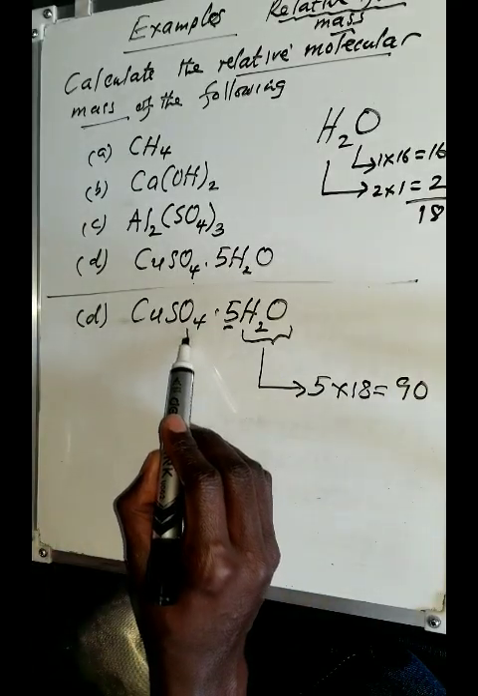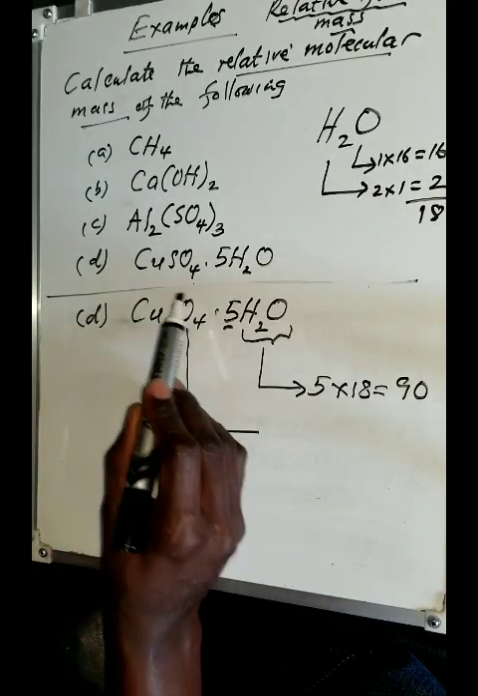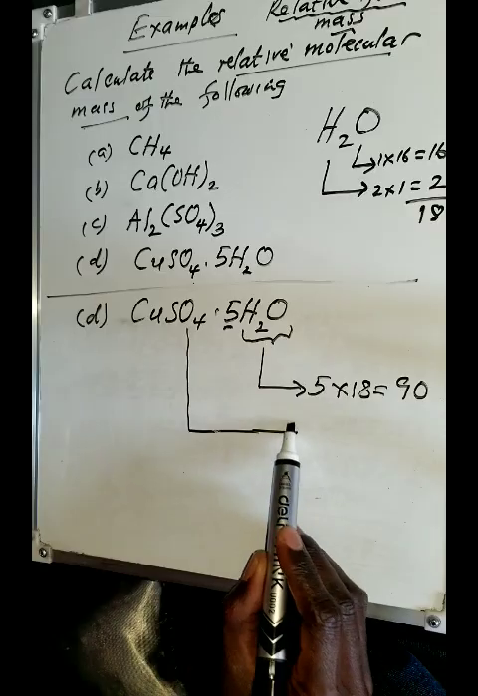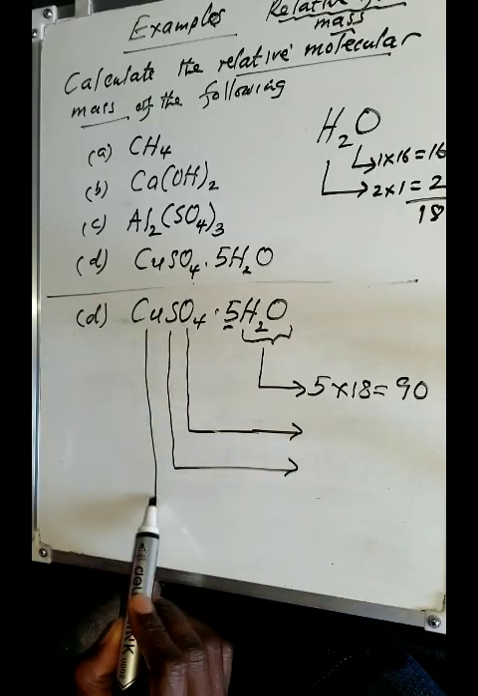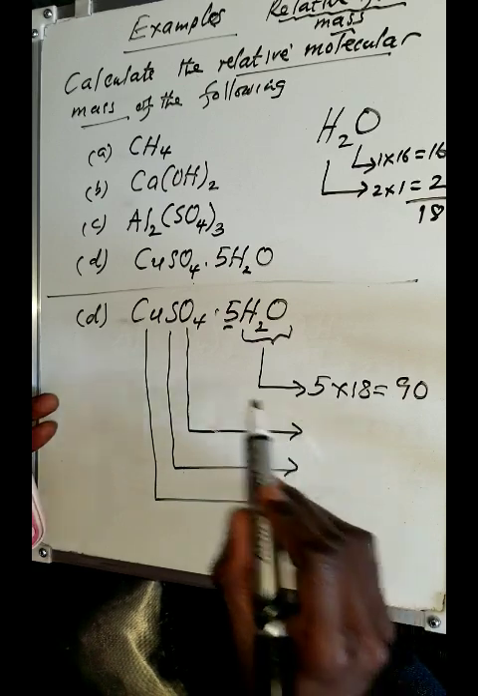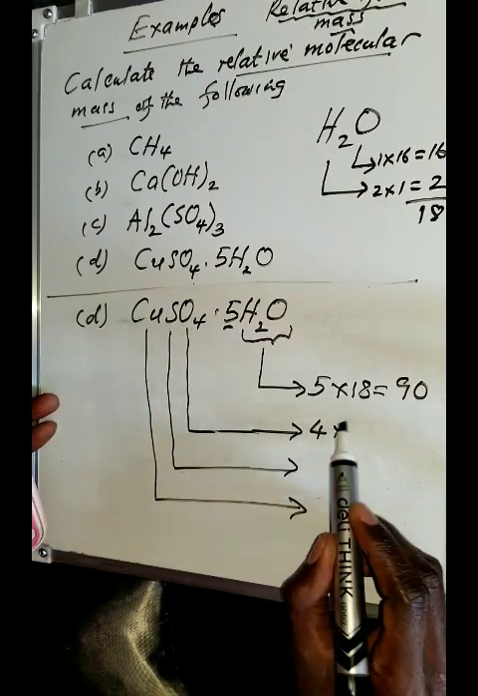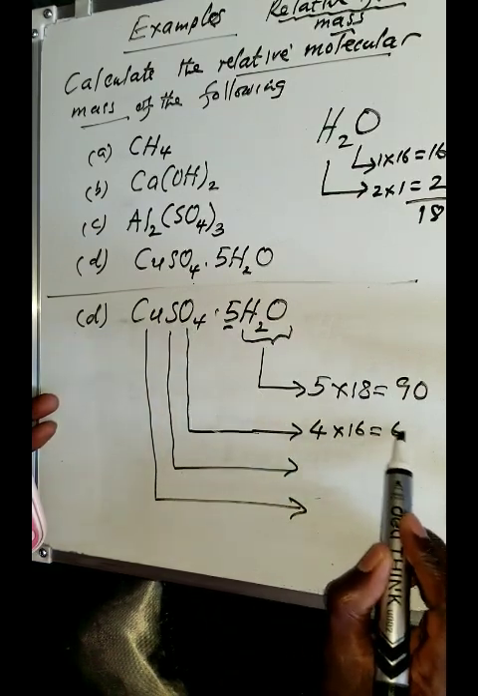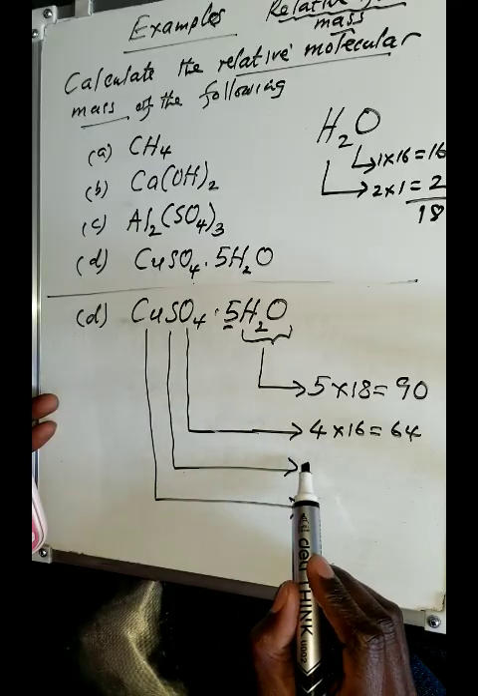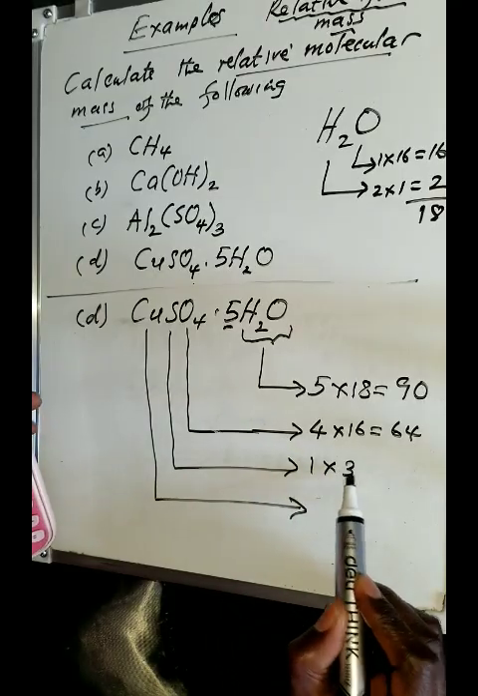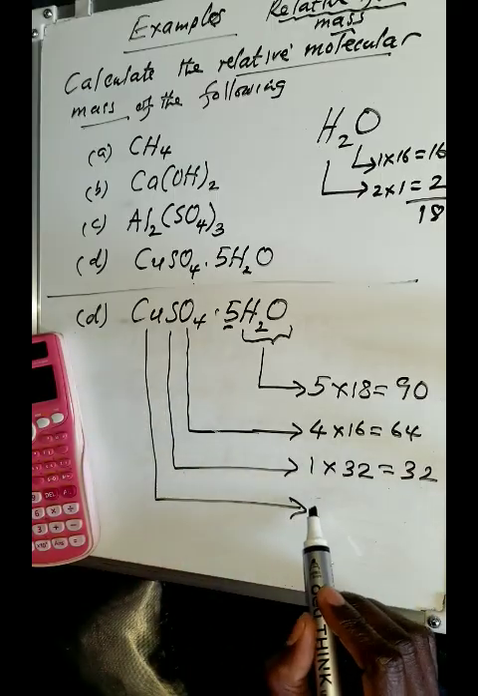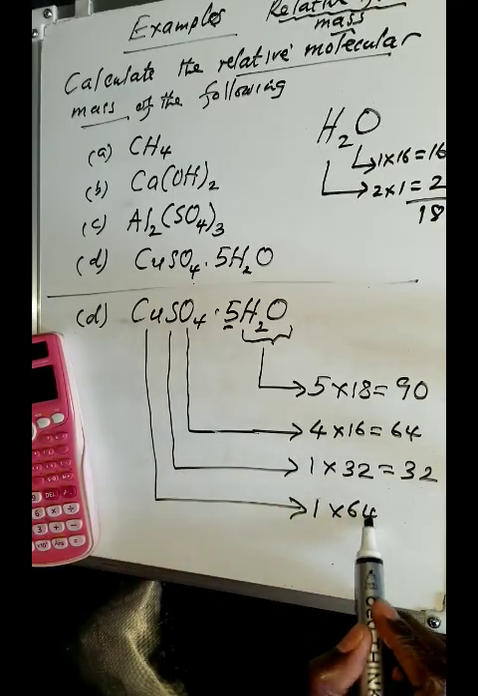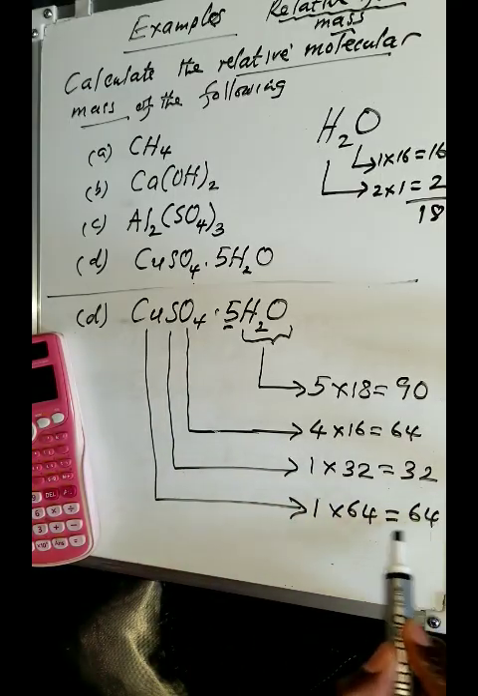Then you can come here. You have got the oxygen from the compound there, you have that sulfur, and you have got the copper there. So how many oxygens are there? There are 4 multiplied by 16, which will give us 64. Sulfur is going to be 1 multiplied by 32, which will give us 32. Copper is only 1 multiplied by the atomic mass, which is 64, to give you 64.